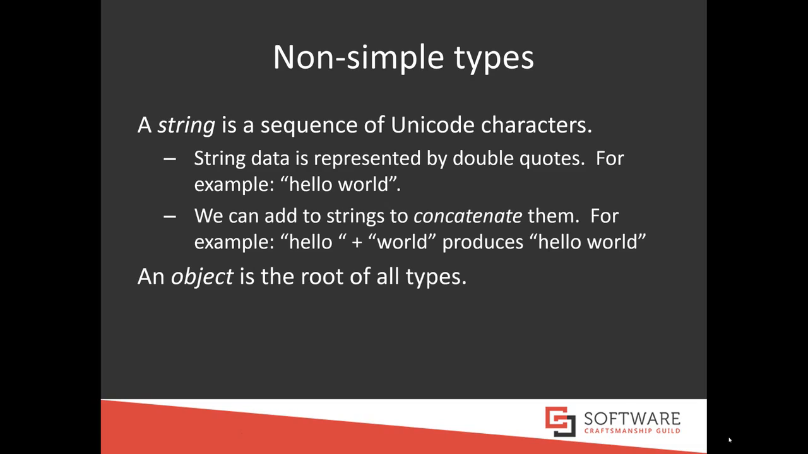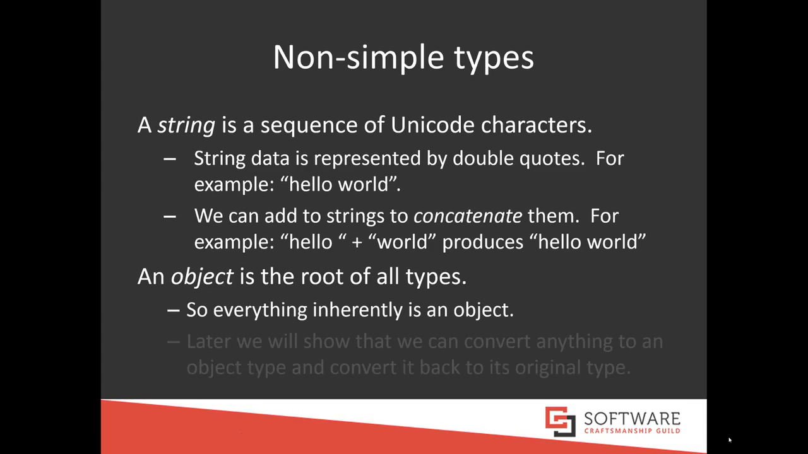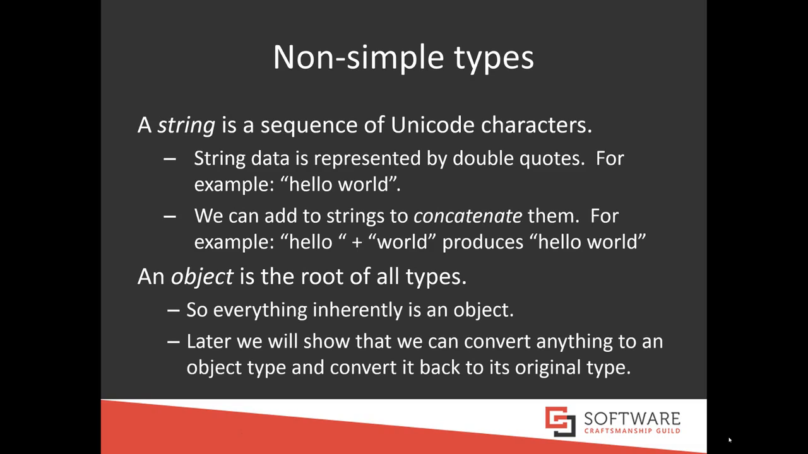We also have a type called object. An object is the root of all types in C#. Everything is inherently an object. And later on in the course, I'm going to show you how we can convert anything into an object type, and then we can convert it back to the original type. This is often called boxing and unboxing.